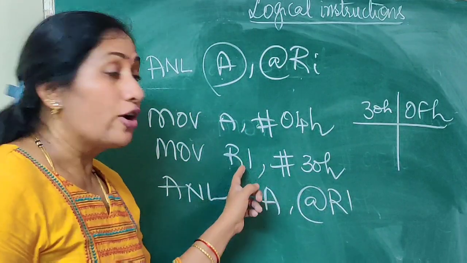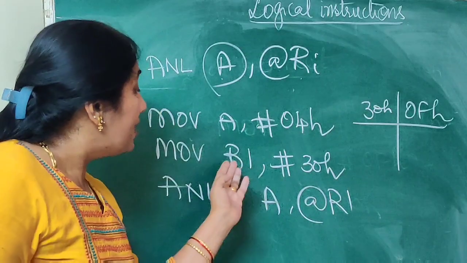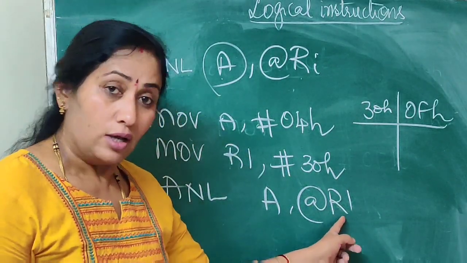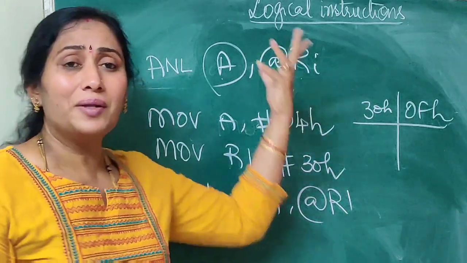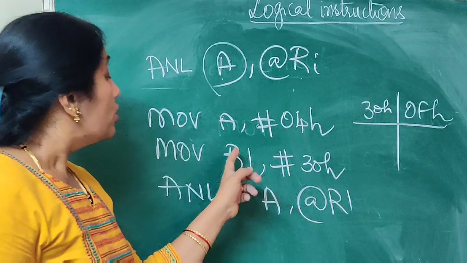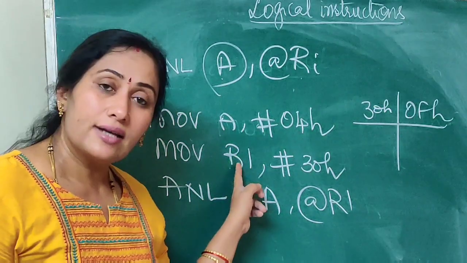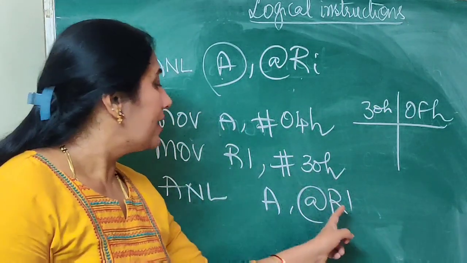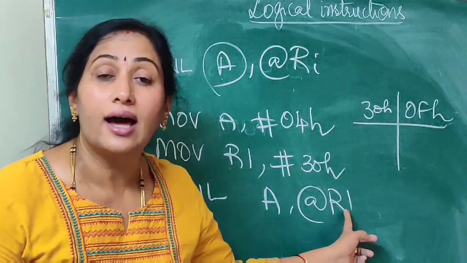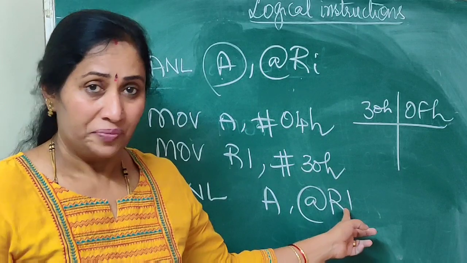So you cannot take R0 over here. Why? Because I have initialized R1 as a memory pointer. So you have to take R1. If you think that I can take up the value 0 or 1, I can either use R0 or R1, no, not like that. If you have initialized R1 as a memory pointer, then you have to take @R1 only. Here taking R1 and here writing @R0 is not going to be a correct one.